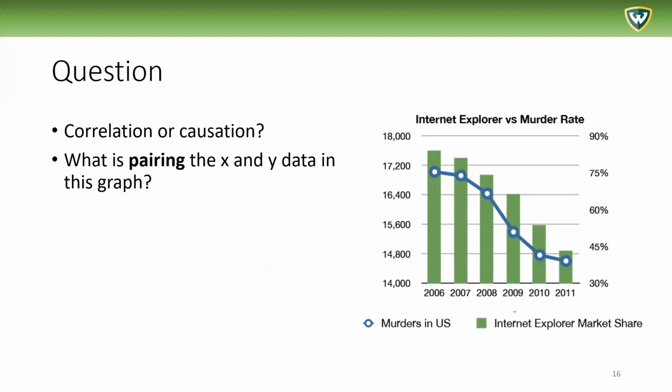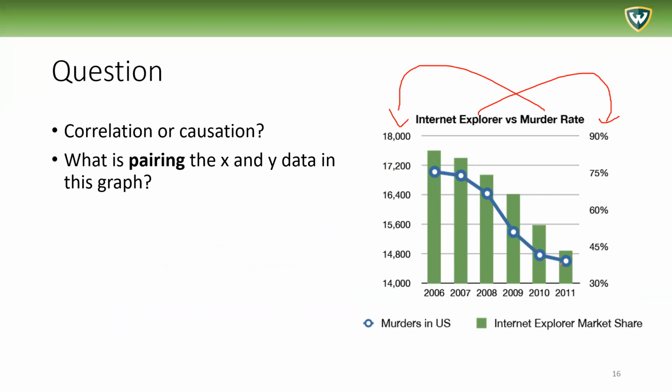We have two numbers here. Murders in the US rate. And actually, I think murders in the US is on the left side. Doesn't really matter, to be honest, but these are the murder numbers here. And this is Internet Explorer market share. And you can see they are correlated. They're moving together.